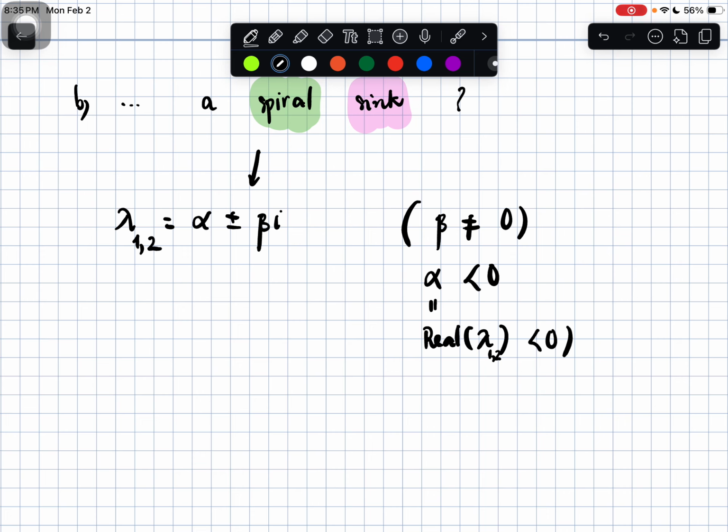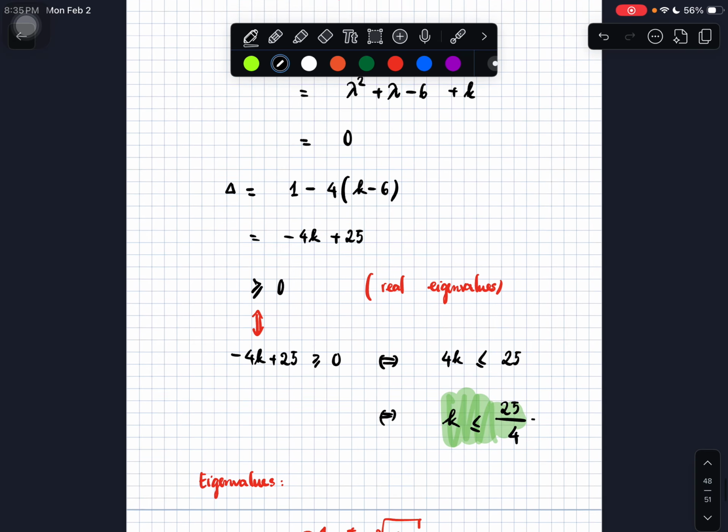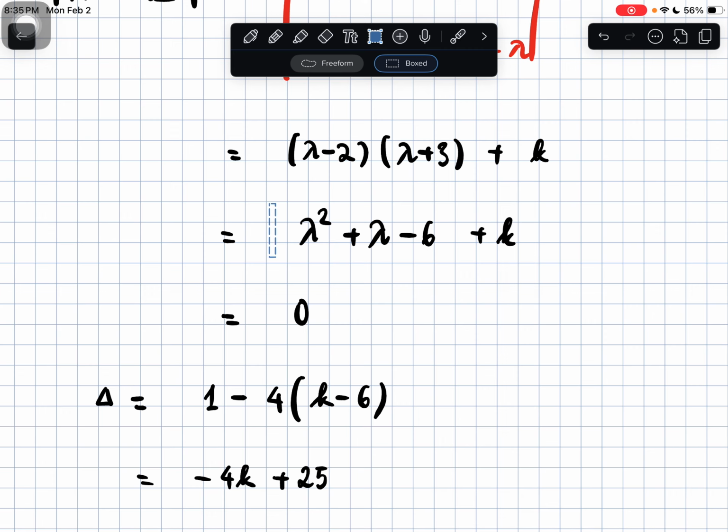So let's look at the condition so that we have complex eigenvalues. For this, we have lambda as a solution of the characteristic equation.